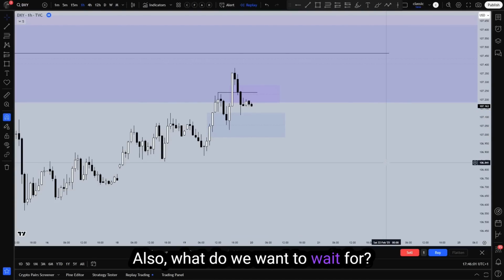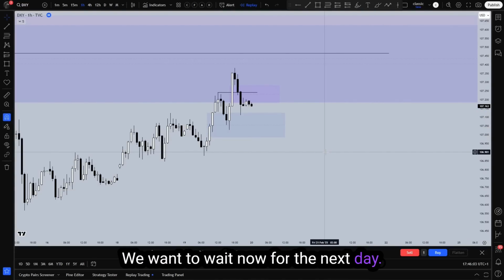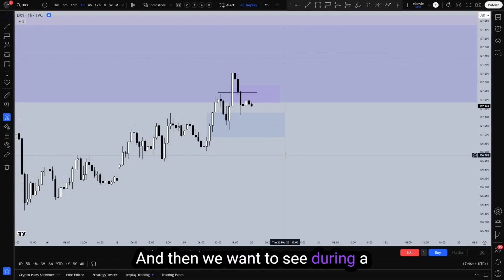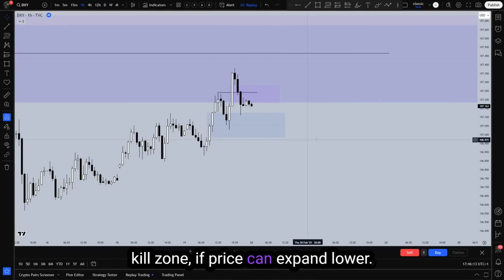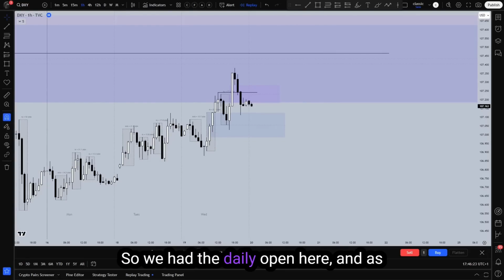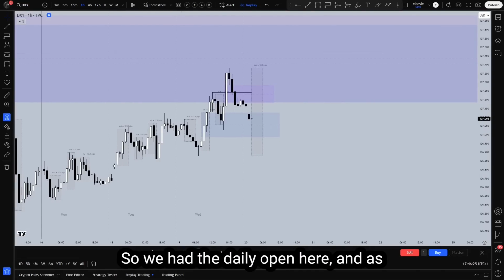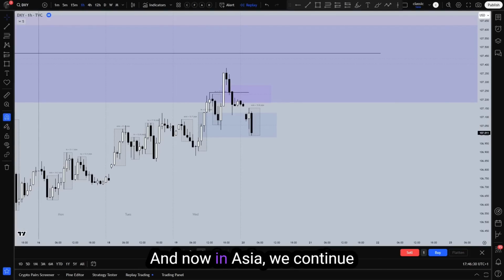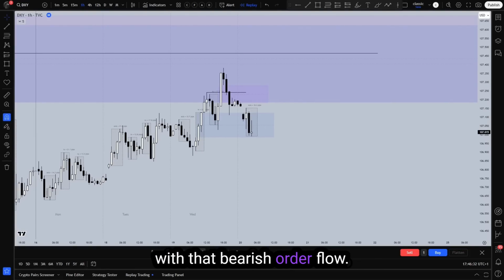Also, what do we want to wait for? We want to wait now for the next day. As mentioned, we do have news on Thursday and Friday, the main news, and then we want to see during a kill zone if price can expand lower. So we had the daily open here, and as you can see, price did expand lower, and now in Asia we continue with that bearish order flow.